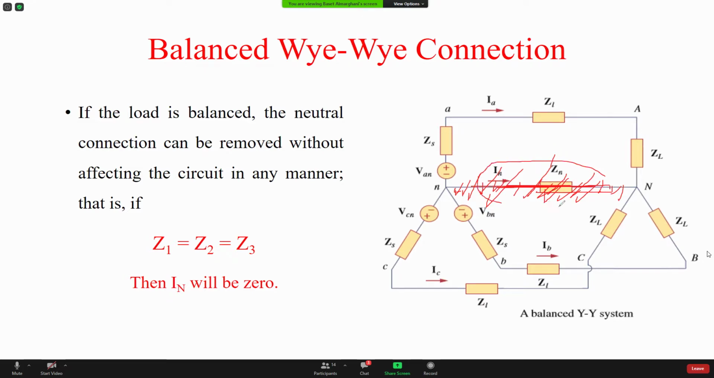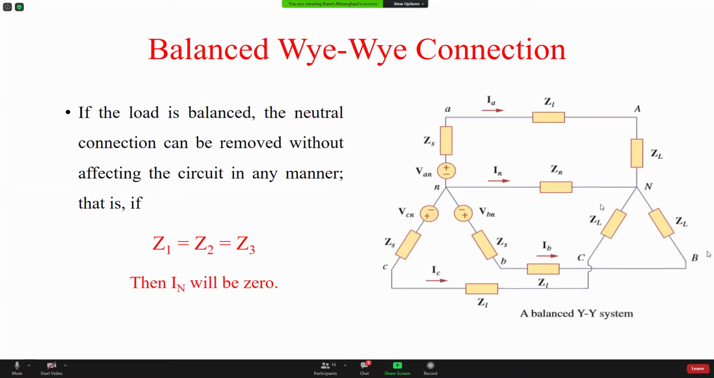Now, why do they have it? They have it in case the balance is lost. The balanced load or system is lost. So if the current here and current here and current here are not equal in magnitude, you're going to have current going through the neutral. So for us, in a balanced system, the neutral current is 0. The neutral line is not going to affect my calculation.